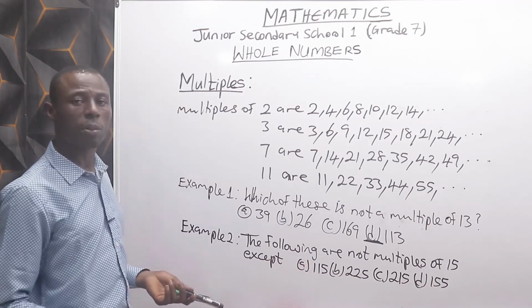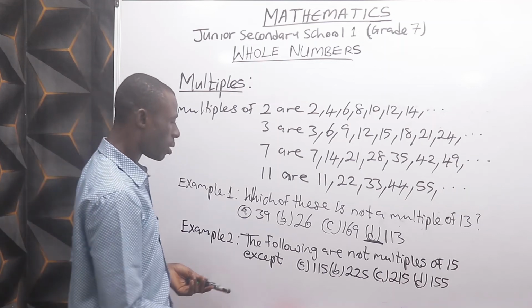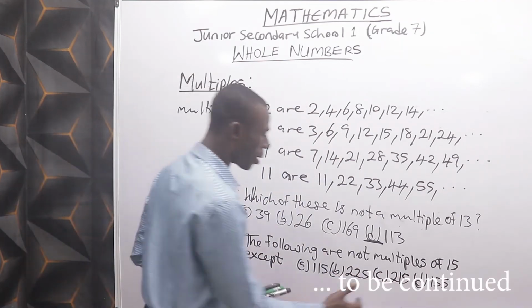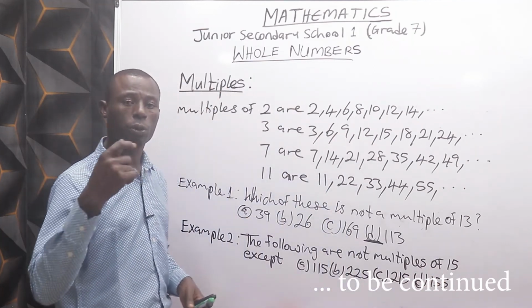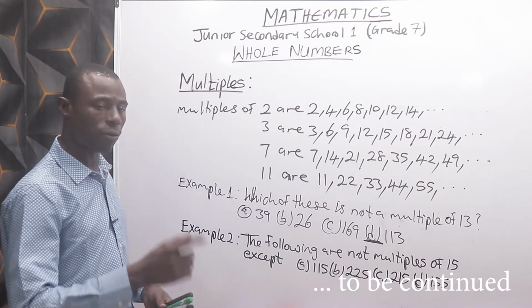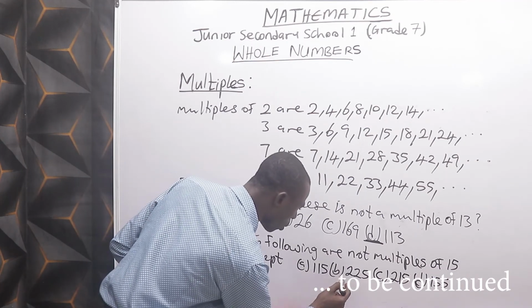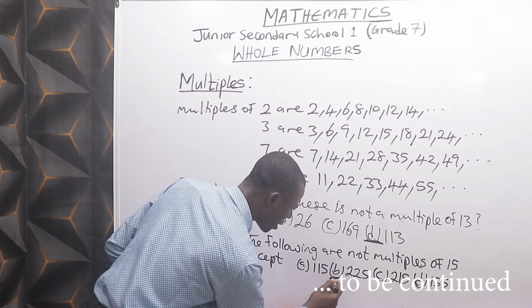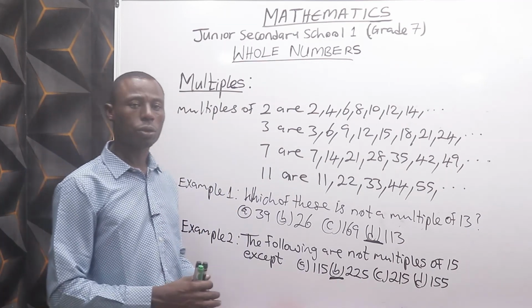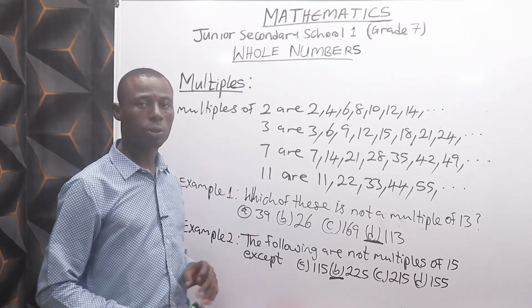Which one is a multiple of 15? 115 is not a multiple of 15. 215 is not a multiple of 15. 155 is not a multiple of 15. But 225 is a multiple of 15, and that is the answer. Option B is the correct answer. So that is where we are going to stop under multiples for now.